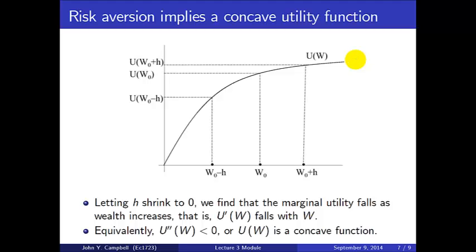Now, why does risk aversion imply a concave utility function? Well, on the horizontal axis, I've plotted the initial wealth, the wealth if you win, and the wealth if you lose. Then for each level of wealth, I calculate the corresponding level of utility by going up to this curve and then across to the vertical axis. What you can see is that this vertical distance here is the pleasure of winning, and this vertical distance here is the pain of losing. And risk aversion means that the pain, this distance, exceeds the pleasure, this distance.